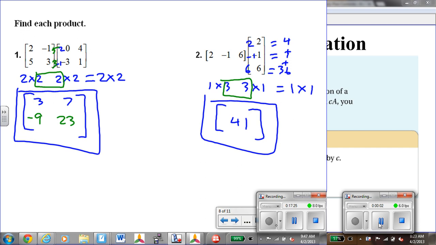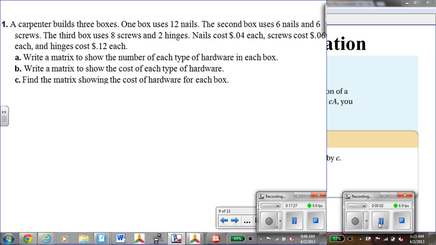Okay, here, you've got a carpenter builds 3 boxes. One box uses 12 nails. The second box uses 6 nails and 6 screws. The third box uses 8 screws and 2 hinges. Nails cost 4 cents each. Screws cost 6 cents each. Hinges cost 12 cents each. They want you to write a matrix to show the number of each type of hardware in each box, and then write a matrix to show the cost of each type of hardware, and then find the matrix showing the cost of hardware for each box.